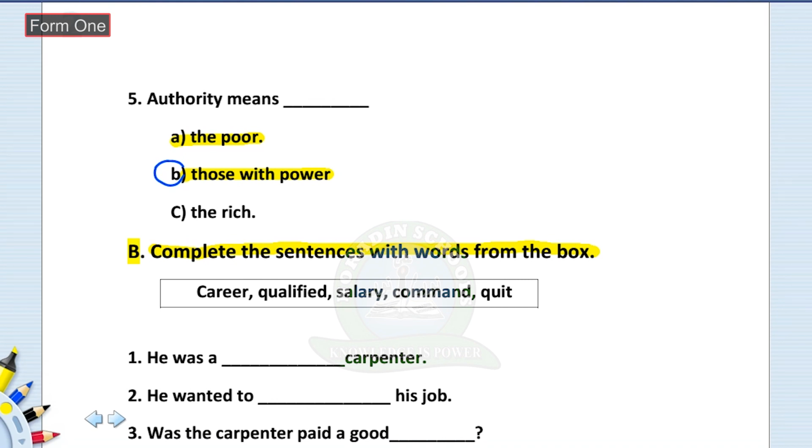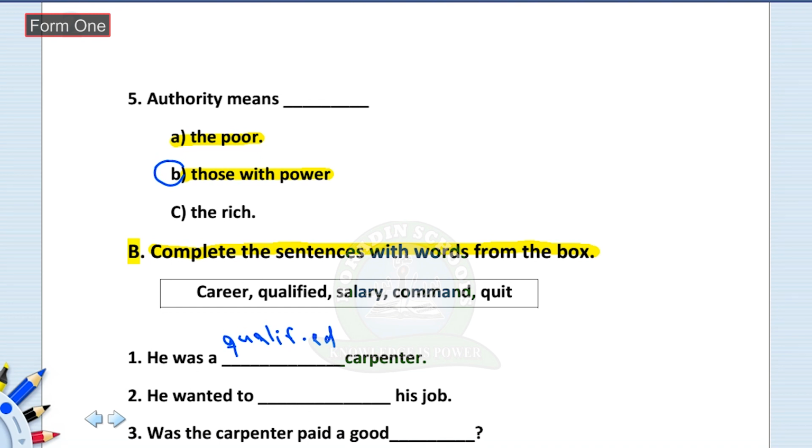1. He was a dash carpenter. You have now 10 seconds to consider the right answer. Well, we say he was a qualified carpenter. I mean qualified carpenter.